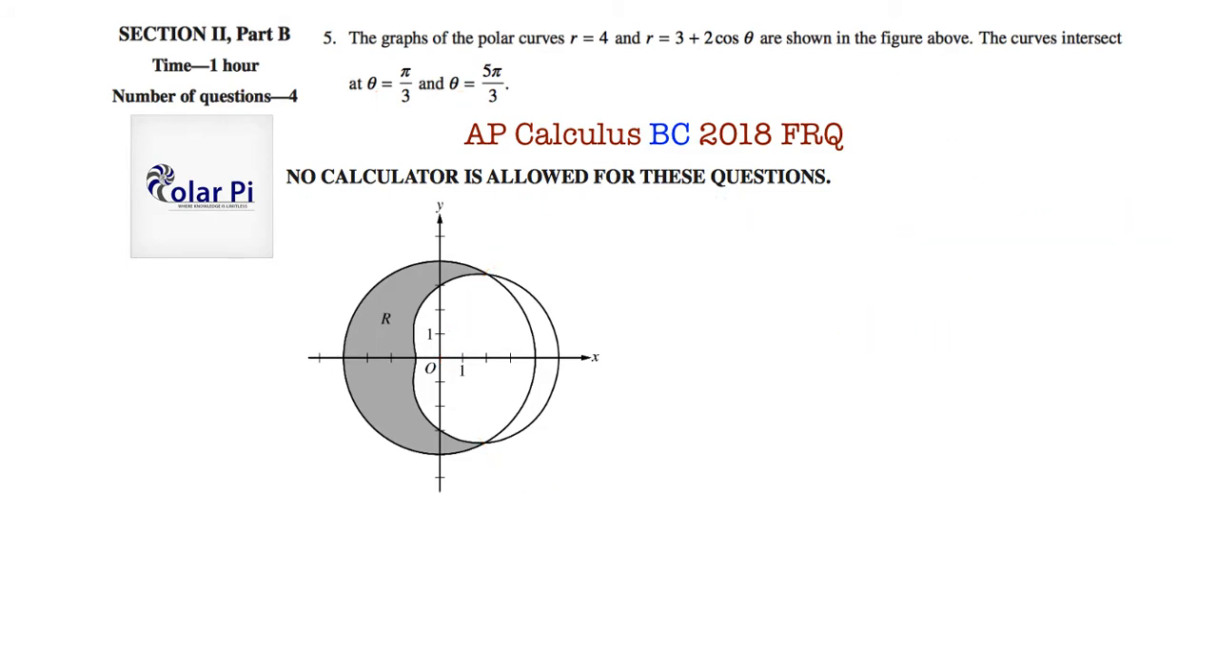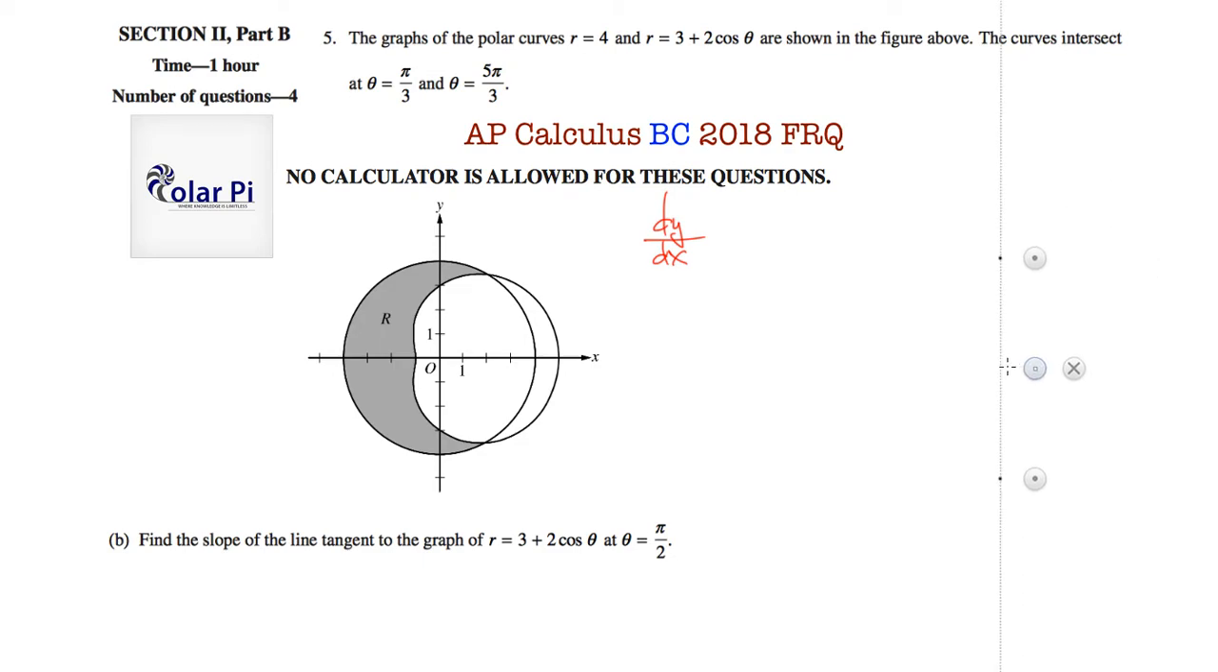So what does part B say? Part B says find the slope of the tangent line to the graph of just this curve this time, this curve right there, at theta equals pi over 2. All right, so this is just asking us for dy/dx when theta is equal to pi over 2, right? dy/dx is always the slope of the tangent line, at theta equals pi over 2.